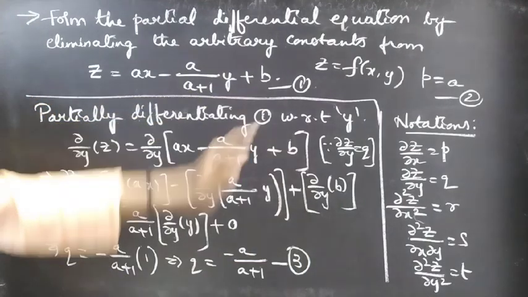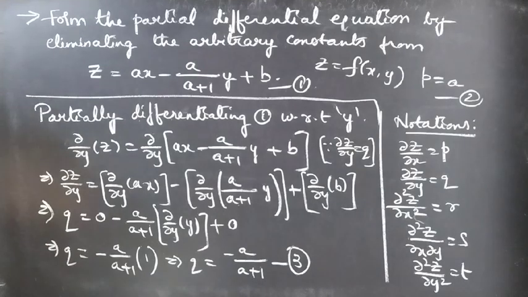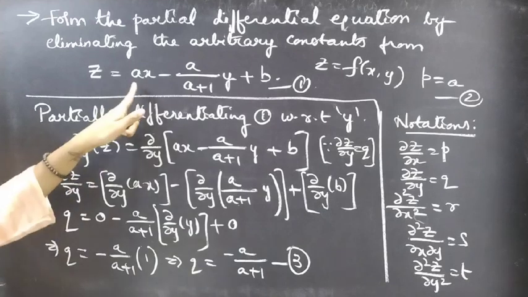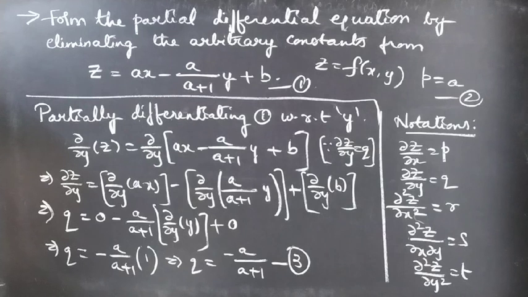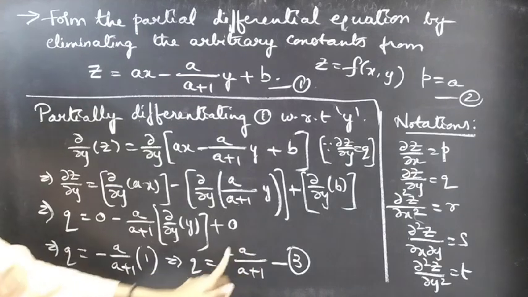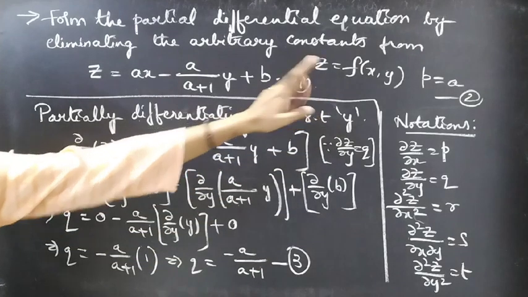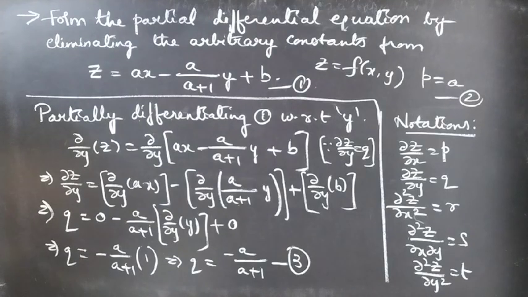Now observe 1, 2 and 3. By observing 1, 2 and 3 we can say that by substituting 2 and 3 in 1, the arbitrary constants a and b won't get eliminated, right? Since q has terms involving a and p equals a, it is not possible to substitute 2 and 3 in 1. So what we'll do is, our main motto is to remove a and b and to form a partial differential equation, right?